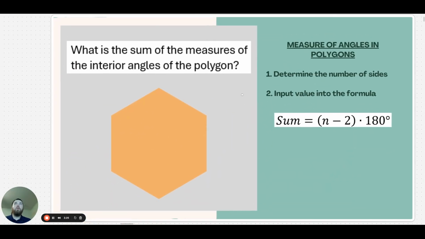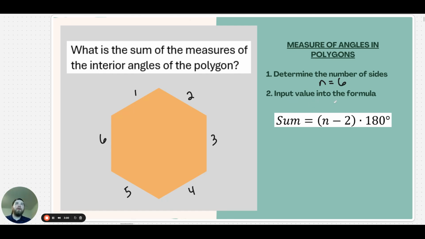So first, what is the sum of the measures of the interior angles? Well, the first thing that we would want to do on this is just determine what our value of n is. So determine the number of sides. So you can look at this. I know it's a hexagon. I know a hexagon has 6 sides, but it's never a bad idea to just sit there and count each of the sides out so that way you know how many sides there are. And so when I do that, it's going to come out to be 6.